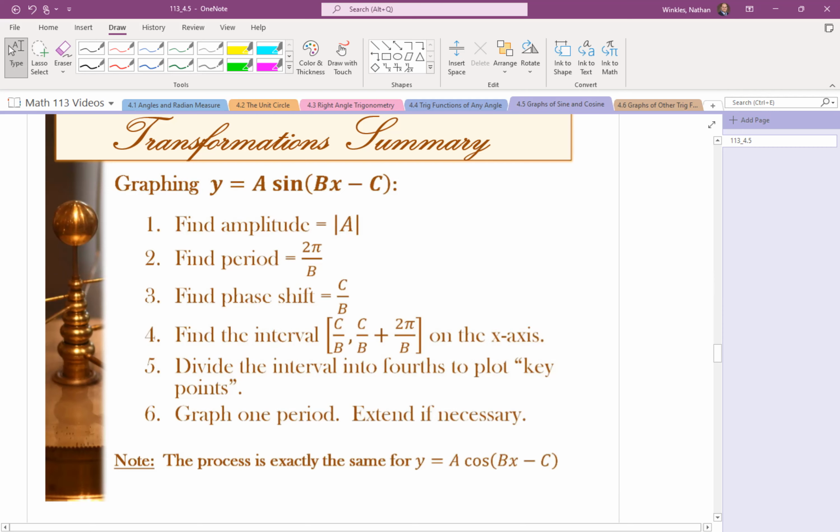We're going to graph one period, and if we need to, we're going to extend it. It all just depends on what the problem asks us for, so just be aware of that. Our process is exactly the same if we had cosine. Everything remains the same except we just have a different function.